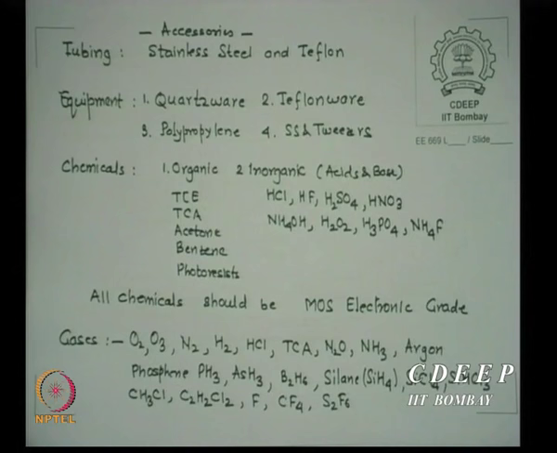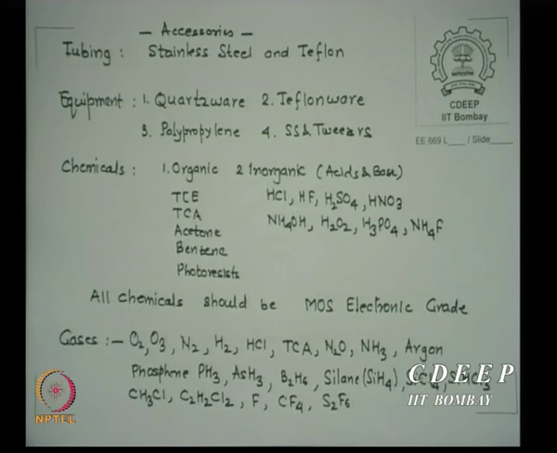Chemicals, we use both kinds of organic and inorganic chemicals, often in the cleaning process as well as during the other processes. For example, if you see organic, we use trichloroethylene, trichloroethane, acetone, benzene, and all kinds of resist, photoresist, e-beam resist. And these are all organic materials. Then we also use inorganic acids and bases. For example, we use hydrochloric acid, hydrofluoric acid, sulfuric acid, nitric acid, ammonium hydroxide, H2O2, H3PO4 orthophosphoric acid, and ammonium fluoride. All these are inorganic materials, and they are used.